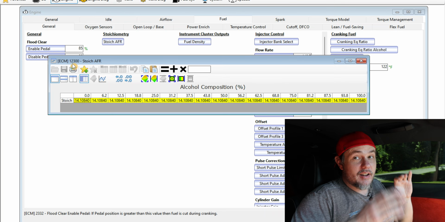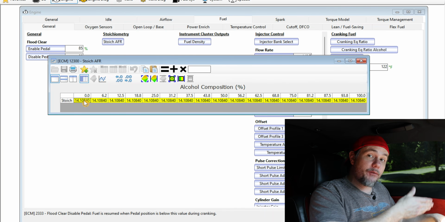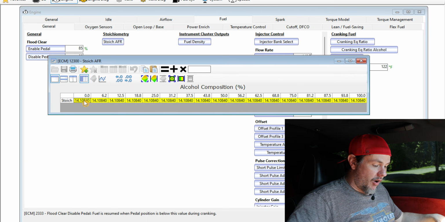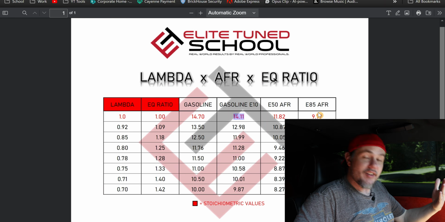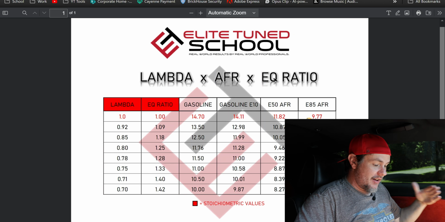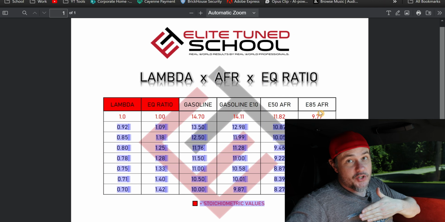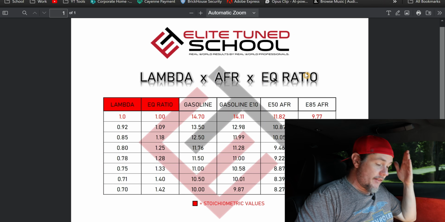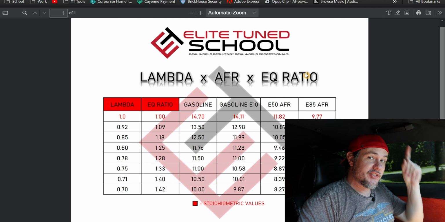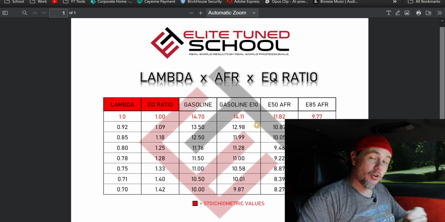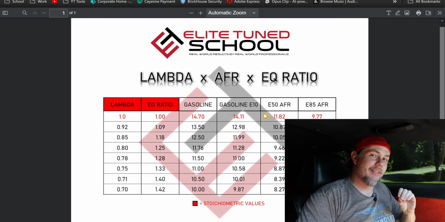Now, if it were flex fuel, we could go in at 0 and start at 14.7 and then go all the way out to 85 and make it 9.77. That would be the correct linear scale from gasoline to E85 ethanol for 1 Lambda based on alcohol percentage. But Dodge has decided to throw a wrench into things and do a stoich value of 13.85.